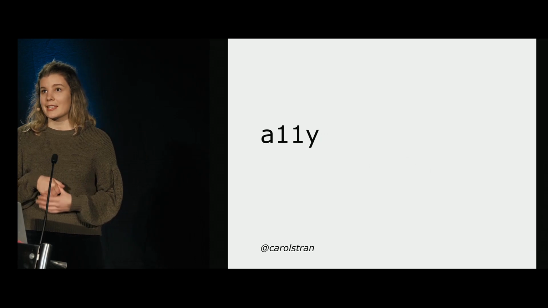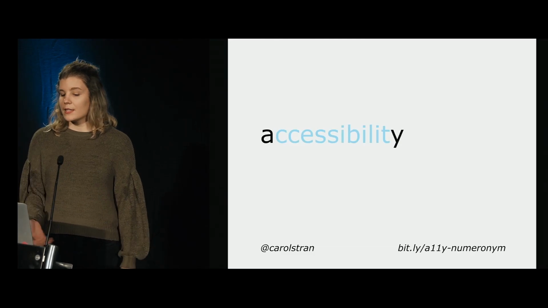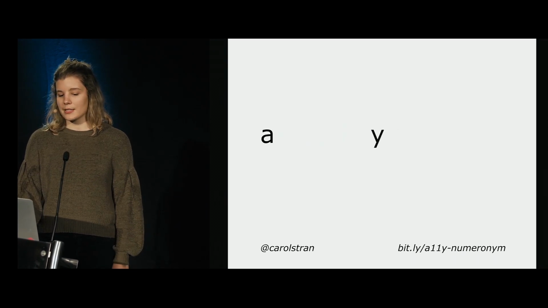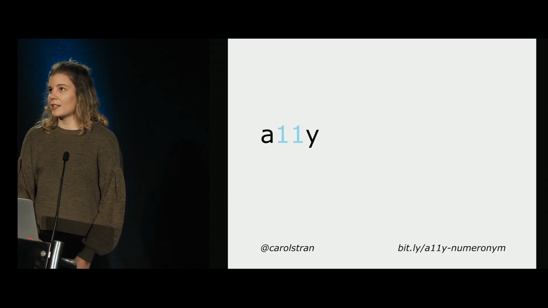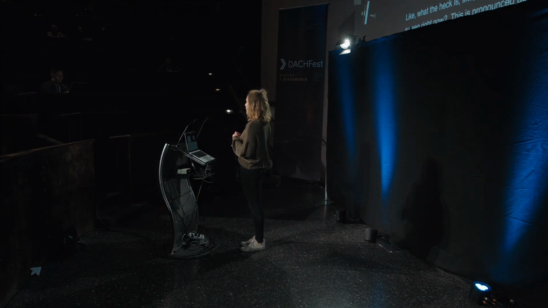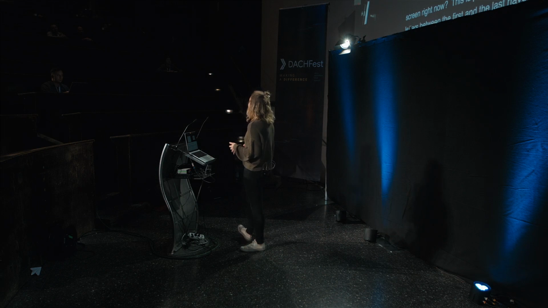This is pronounced as Ally, and you might be familiar with it if you've used i18n before, because they're both alphanumeric acronyms. This means that the letters between the first and the last have been replaced by a number representing the number of missing letters. And this A11y format is used popularly across the web to talk about accessibility.